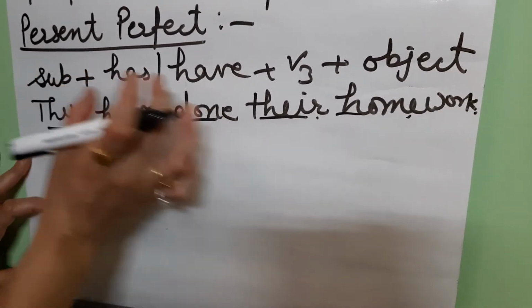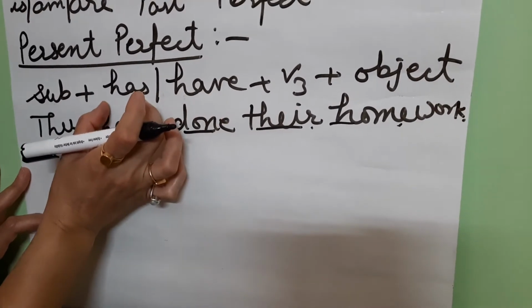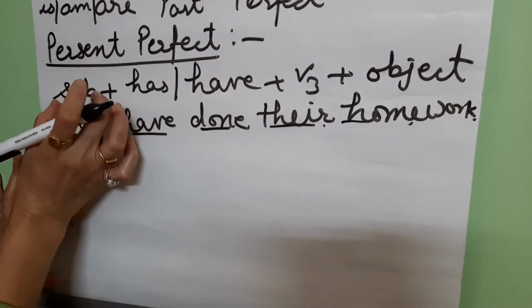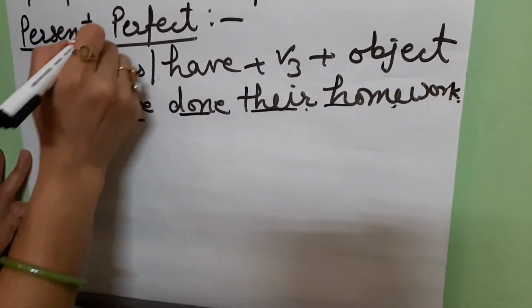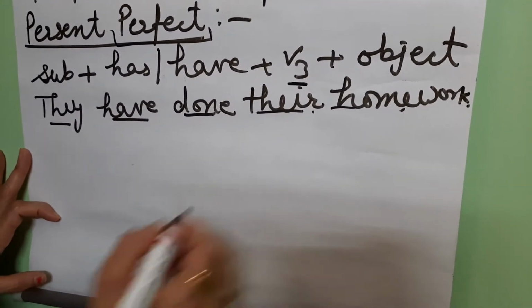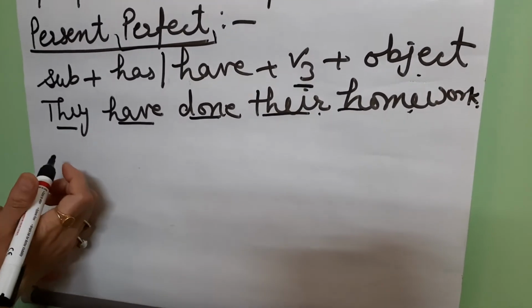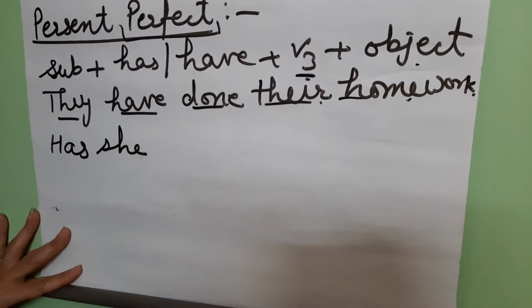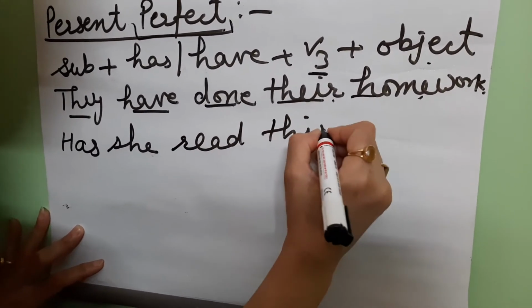So, the formation of this tense, present perfect tense: subject, has/have. Has is used with a singular subject, singular noun. Have is used with a plural subject, plural noun. And you know, in each of the perfect tenses, we will use V3, the perfect form of the verb, plus object, then we will complete the sentence. Now I make an interrogative sentence. Has she read this novel?